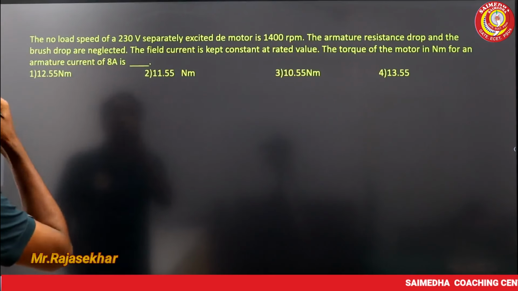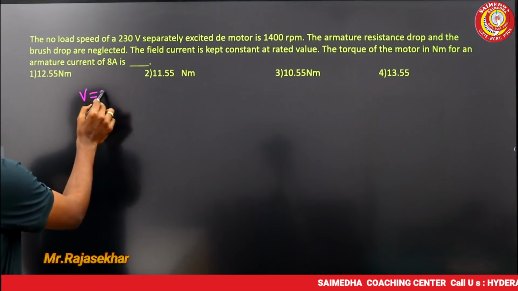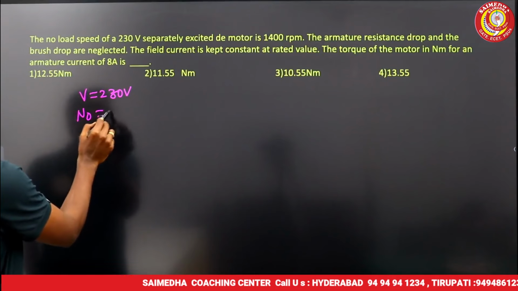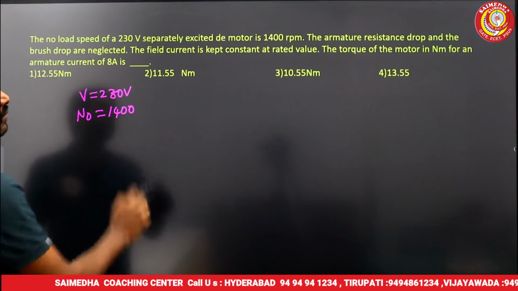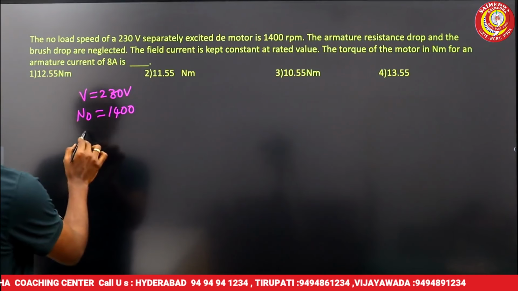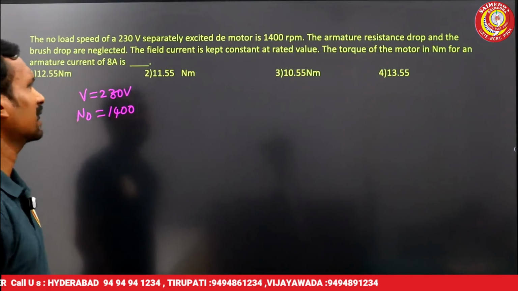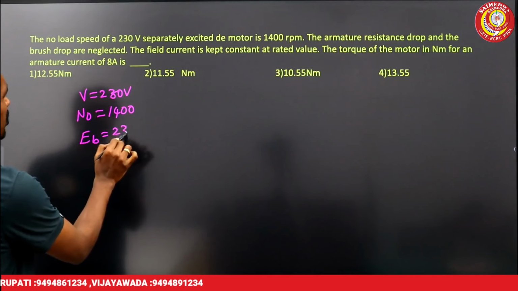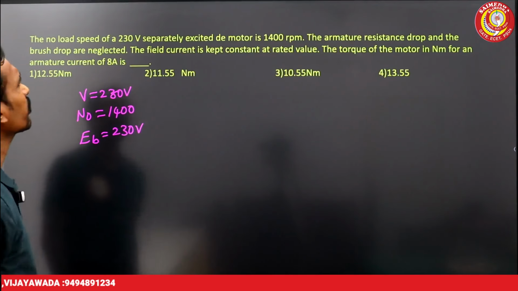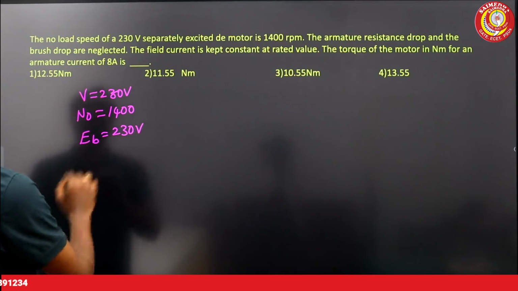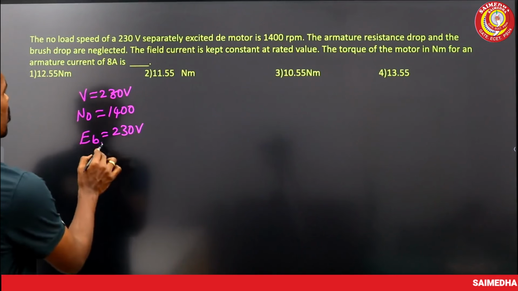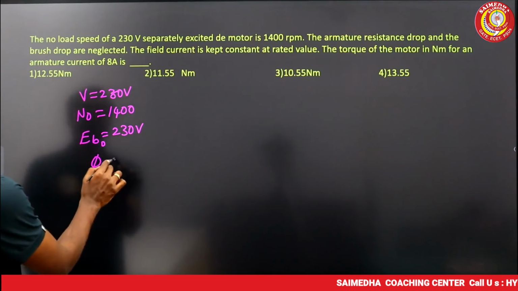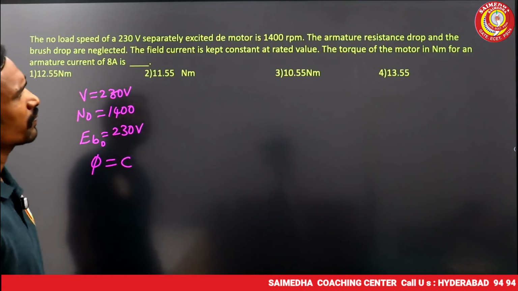The no load speed of a 230 volts separately excited motor is 1400. The armature resistance drop and brush drop are completely neglected, so EB is equal to 230 at no load. Take it as EB naught. The field current is kept constant, so flux is constant, because it is separately excited.